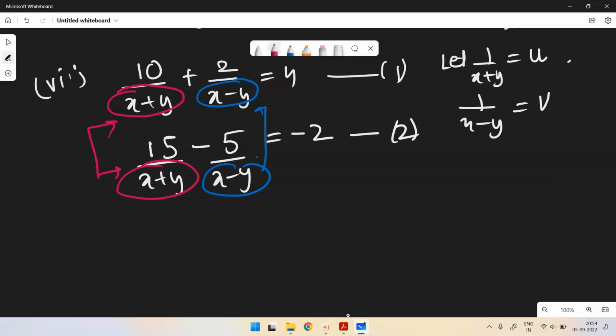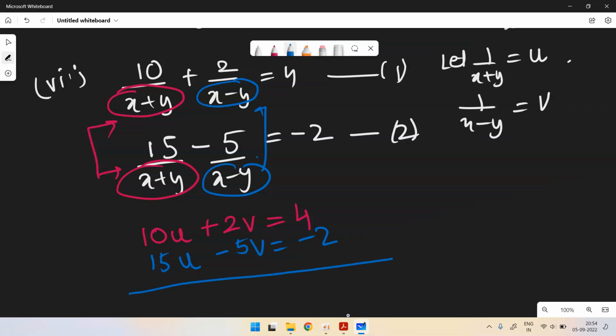So 10 by x plus y will be reduced to 10u plus 2v equal to 4, and the next equation will become 15u minus 5v equal to minus 2. Now if you see this, this is 5, this is 2. If you take the LCM, this is 10. So equation number 1 is multiplied by 5 and equation number 2 is multiplied by 2.